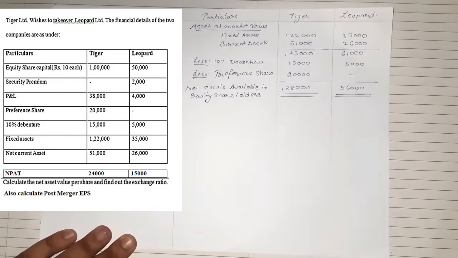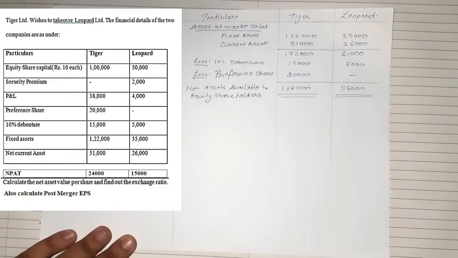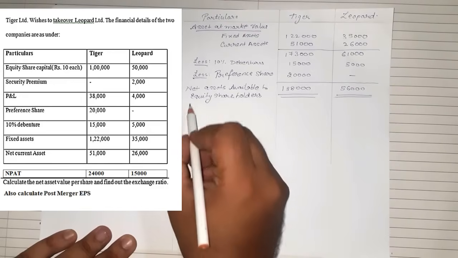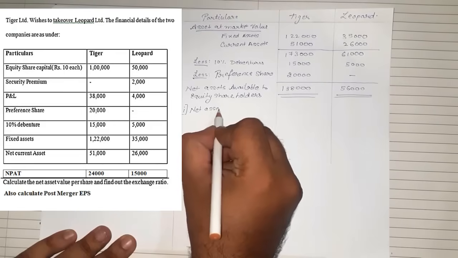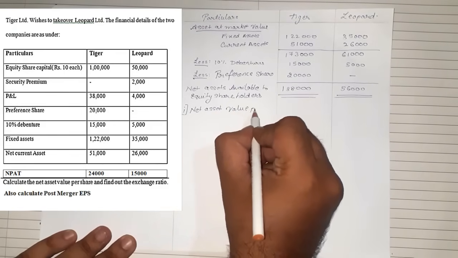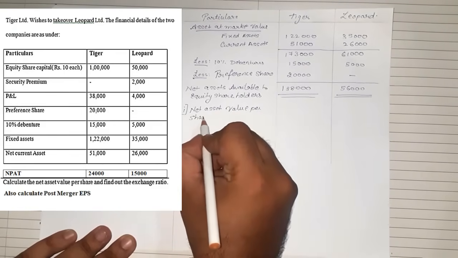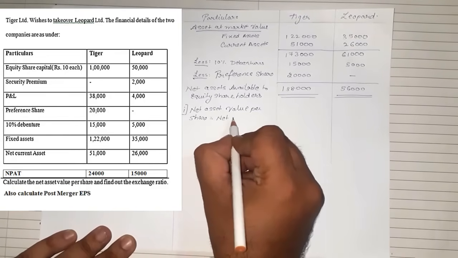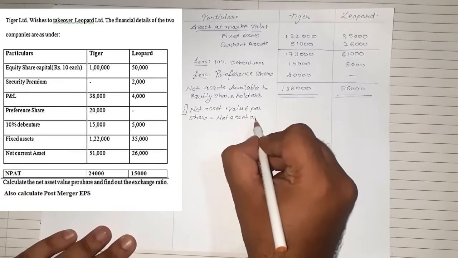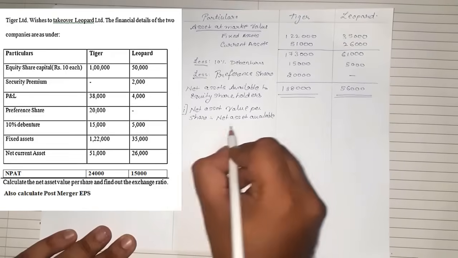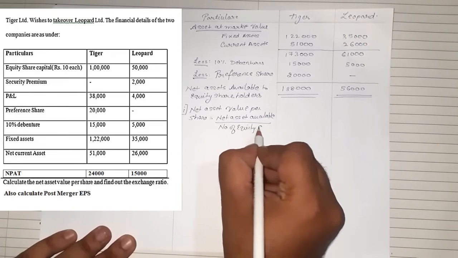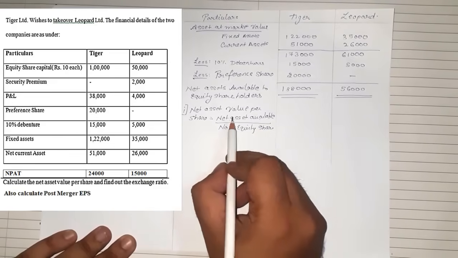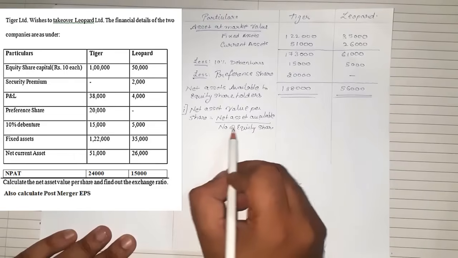Okay, so this is net asset available. Once we get the net asset available, now we need to find the net asset value per share. Very simple. That's the first thing that we need to find. Net asset value per share. The formula is net asset available divided by number of equity shares. Net asset available, in the sense net asset available to the equity shareholder, upon number of equity shares.